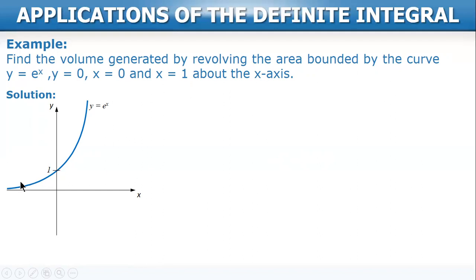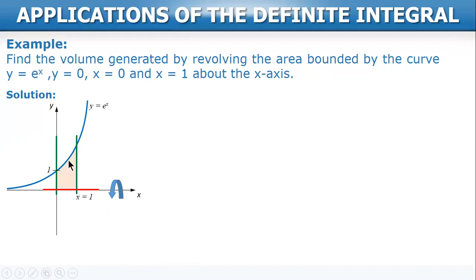So the region is bounded by this curve, y equals e raised to x, y equals 0, the horizontal x-axis, x equals 0, the y-axis, and x equals 1. So our region is this. Now, going back to the problem, this area will be revolved about the x-axis.